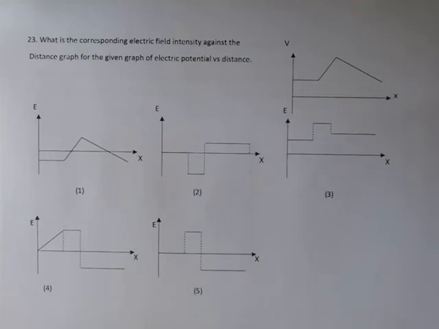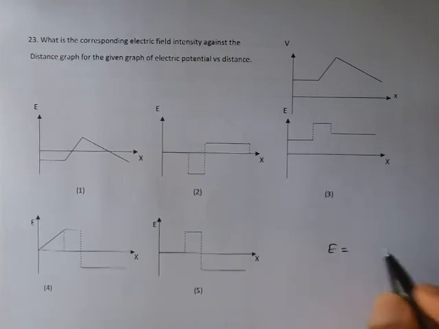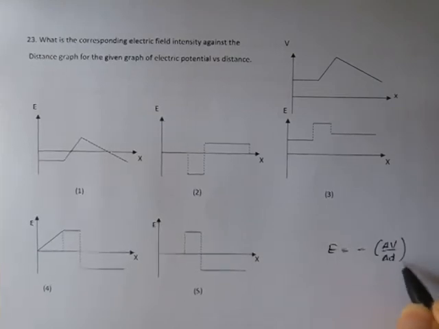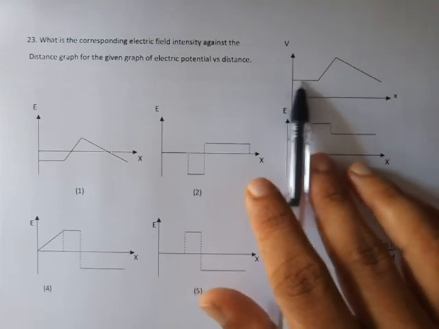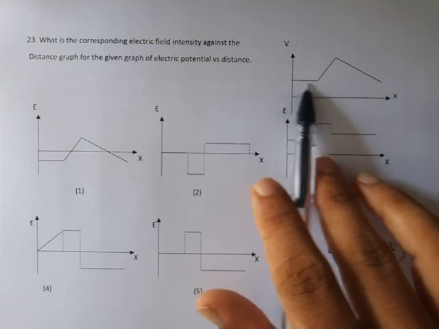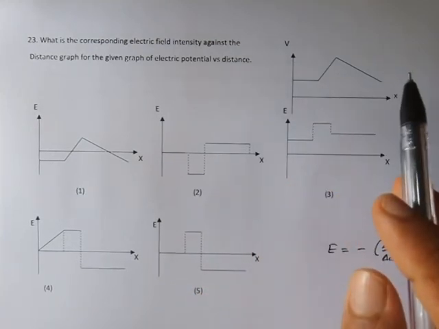Okay, 23rd one. What is the corresponding electric field intensity against the distance graph for the given graph of electric potential versus distance? So here the variation of potential versus distance in a region is given. So we want to plot the corresponding electric field intensity. We know the relationship between electric field intensity and potential: E is minus delta V over delta d, where this is the potential gradient. Here we have constant potential, that means the gradient is 0, therefore electric field intensity is 0.